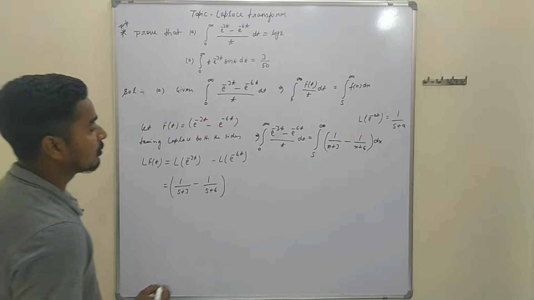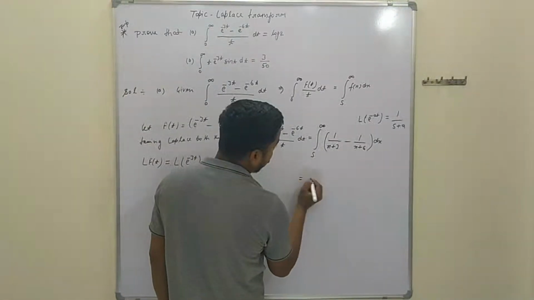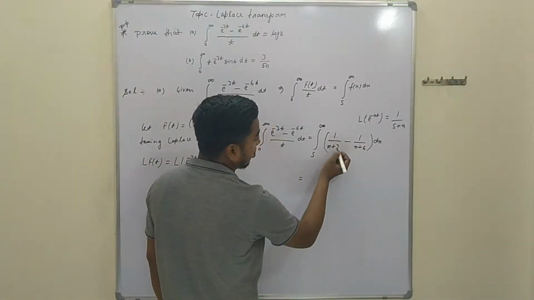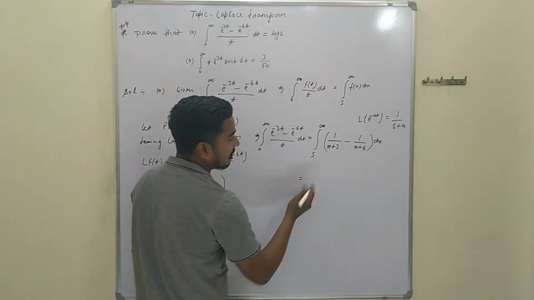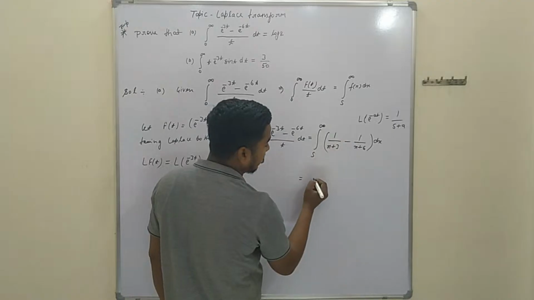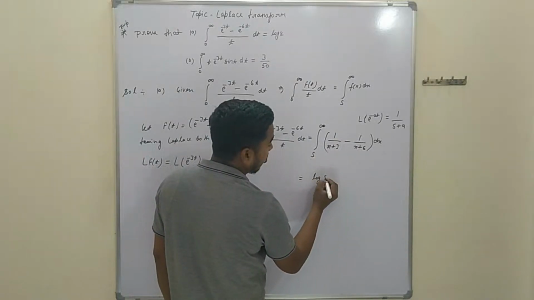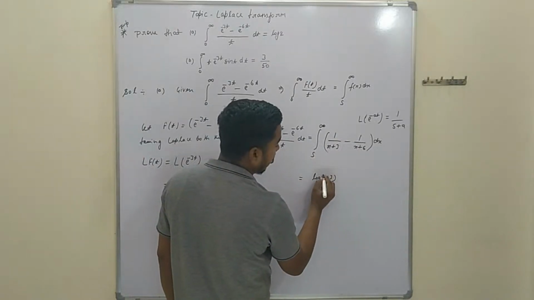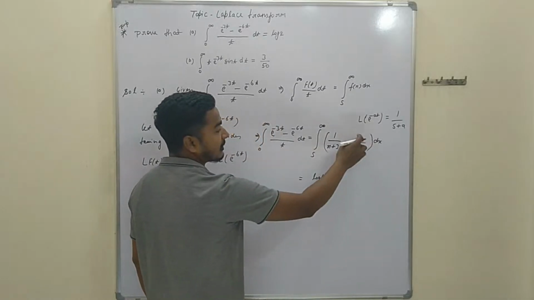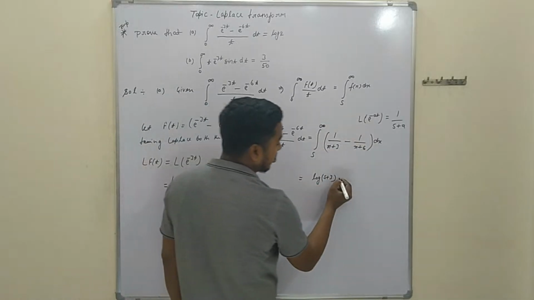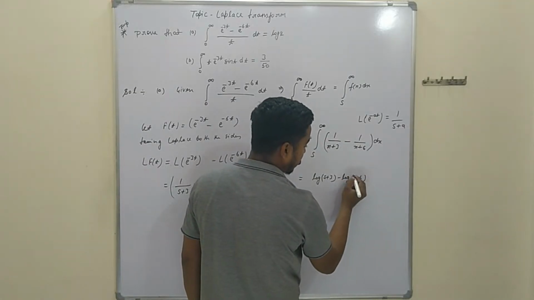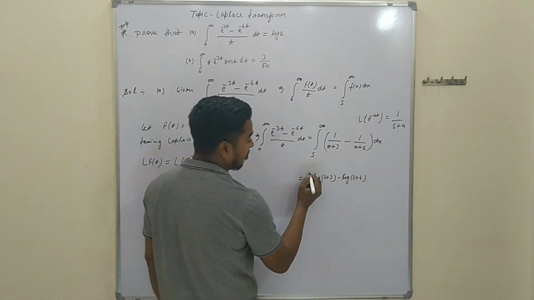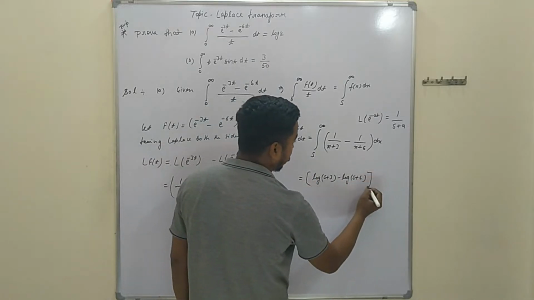And further we have to solve. On integration, we get dx upon (x plus 3) is given by log of (x plus 3), and dx upon (x plus 6) gives log of (x plus 6), and here the integral limit is s to infinity.